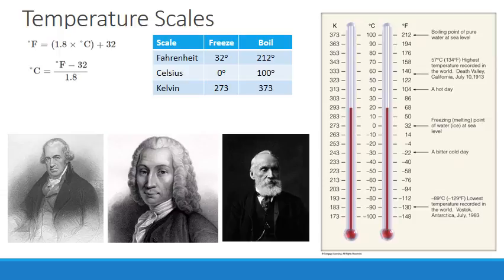So unlike with the Celsius and Fahrenheit scales, it's not possible to have a negative value on the Kelvin scale. And that's one very useful aspect of it, because there's no temperature lower than absolute zero.